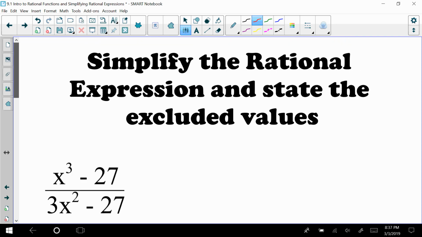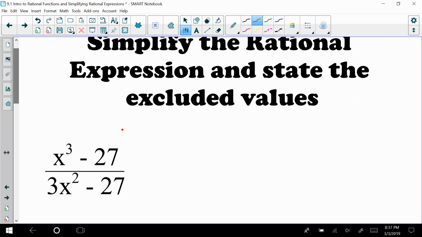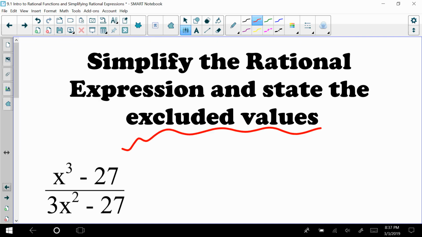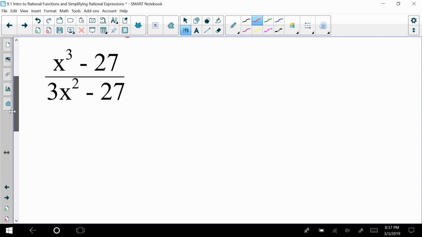Now I just want to simplify some rational expressions and state the excluded values, though. That's a key. So I got 1, 2, 3 problems there, and then that's it. That's all I want to do. Okay. So here's a nice time to pause the video and try this out.